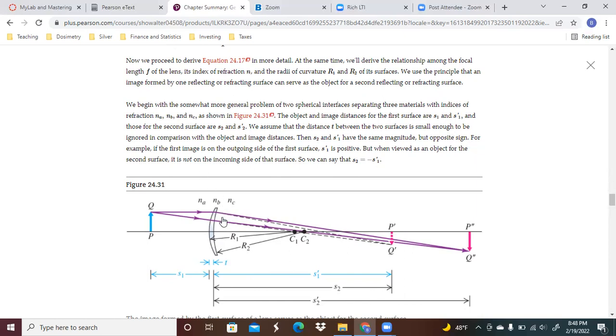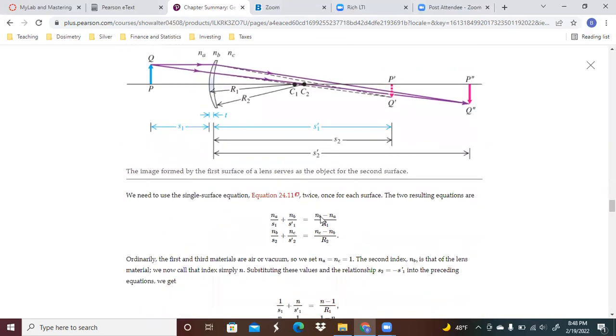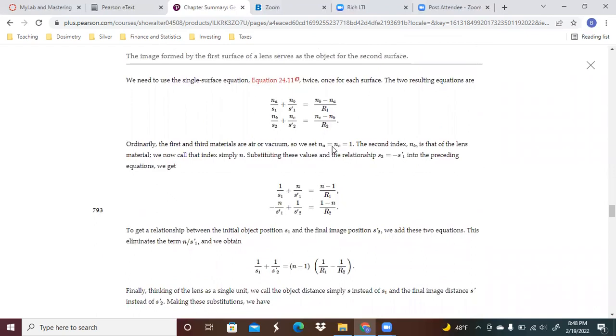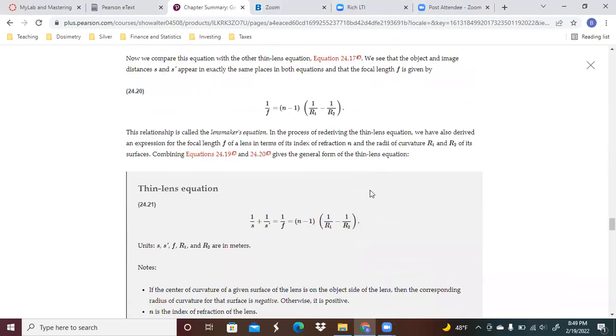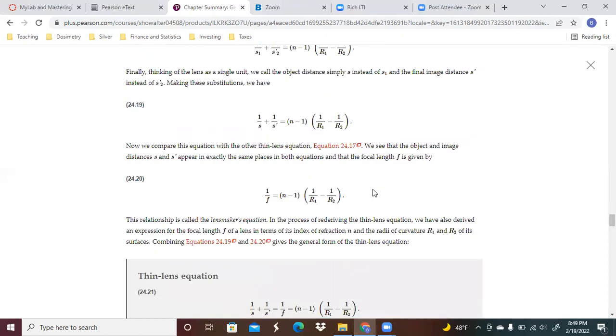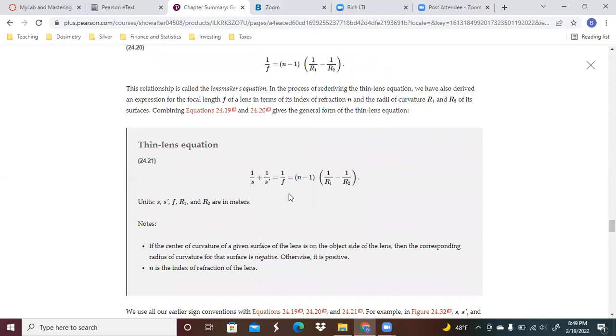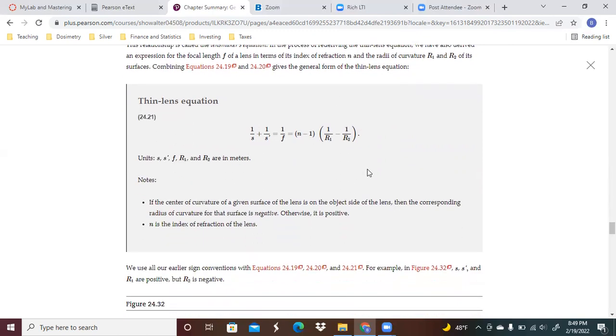So if the first image is on the outgoing side of the first surface, then S1 prime is positive, but when viewed as an object from the second surface, it is not on the incoming side. So we can say that this relationship holds. Using the single surface equations, we can come up with this particular relationship. Again, this is not something I'm that concerned with you being able to derive. All of the notes are there. The thin lens equation, or the lens maker's equation, which is what you see up here, these are going to be the important results out of all of this.